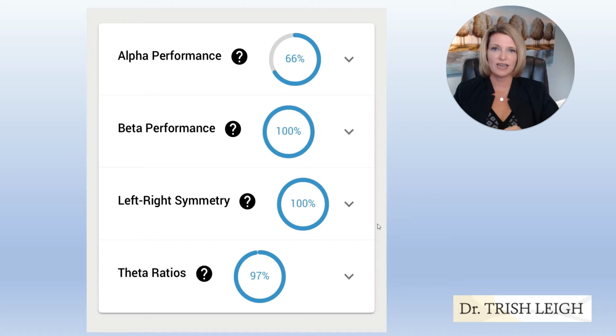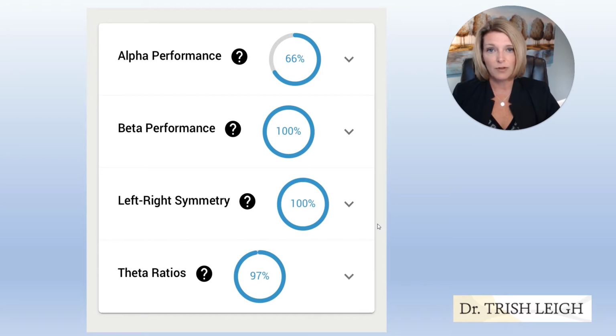It's Dr. Trish Leigh, and I'm back to share with you the 4 main categories of information that you will see in your home brain map from Leigh Brain and Spine or drtrishleigh.com.